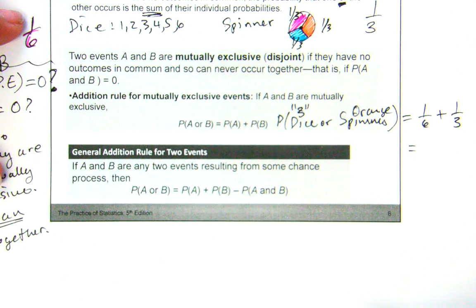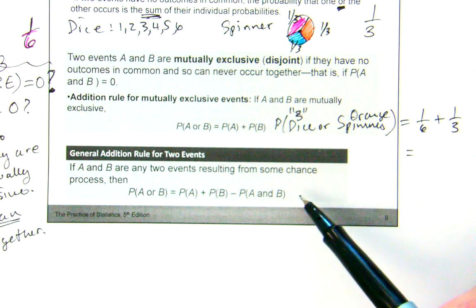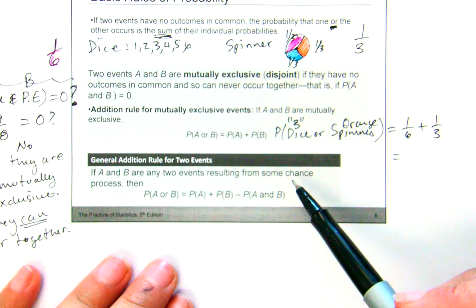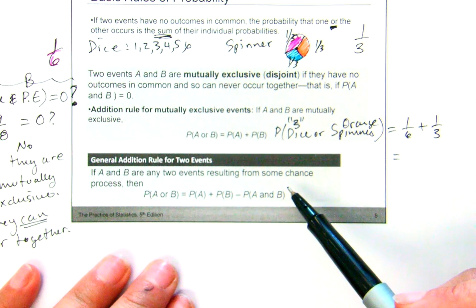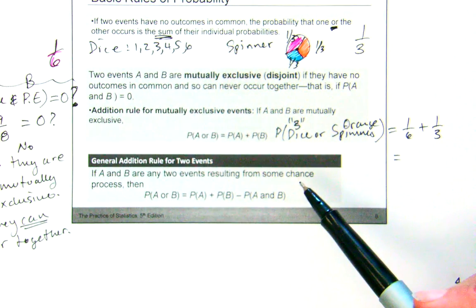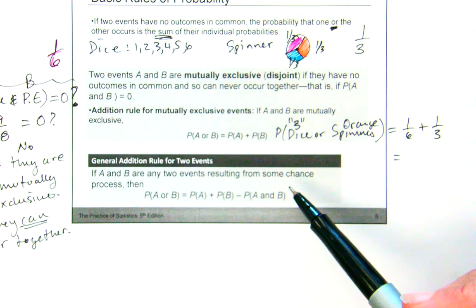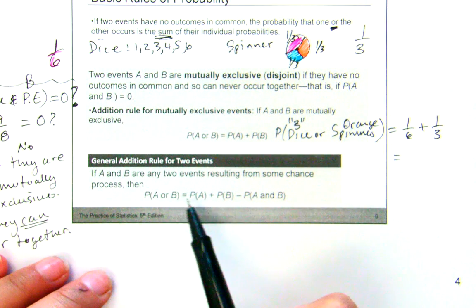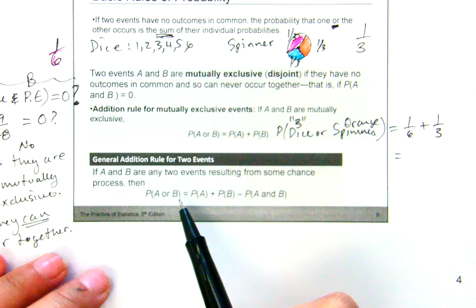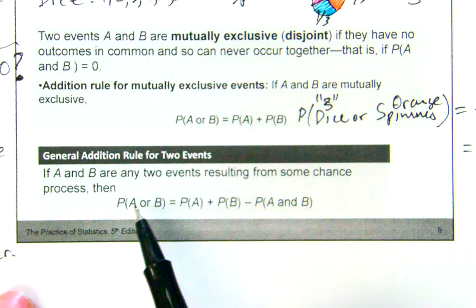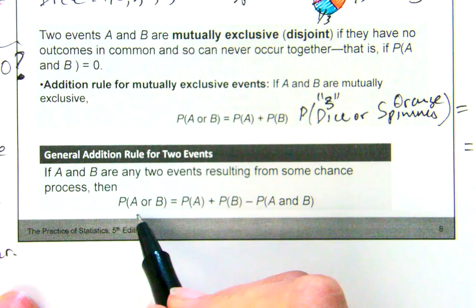Okay, next part. But here's the bottom part of the whole thing. If you don't know that they're mutually exclusive or not, because sometimes it's kind of difficult to check, or you just forget to check in general, the best way to figure it out is to just use the general addition rule. For any two events resulting from some chance process, you're basically finding the "or" part.